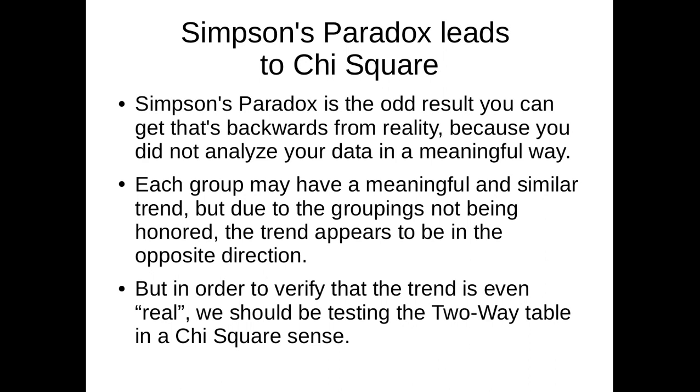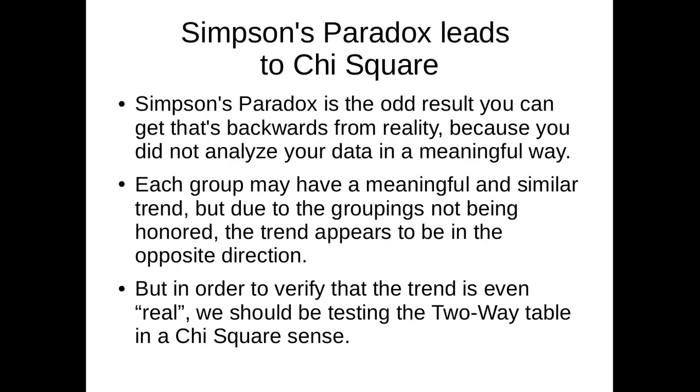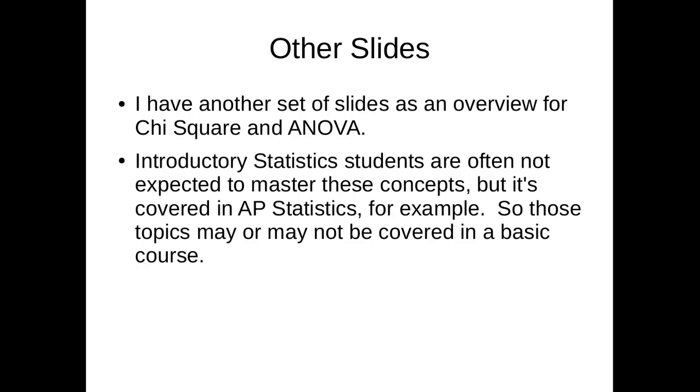In order to verify that the trend is even real, we should be testing a two-way table in a chi-square sense. It kind of bothers me because usually introductory statistics books talk about Simpson's paradox and they don't talk about whether the results are even statistically meaningful. So that bothers me. So I try to look at both of these concepts at the same time, Simpson's paradox and chi-square. But I'm not going to talk about chi-square in this set of slides, but I have another set of slides that I want you to look at about chi-square and ANOVA.